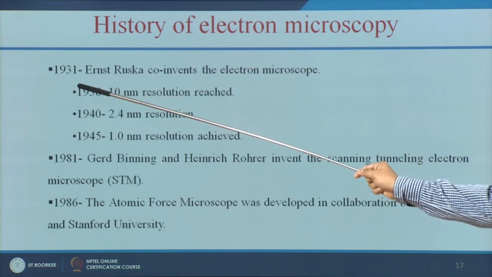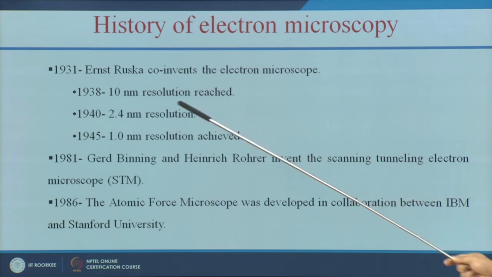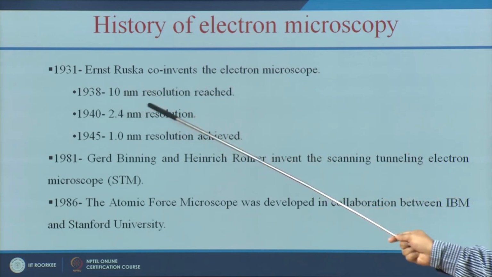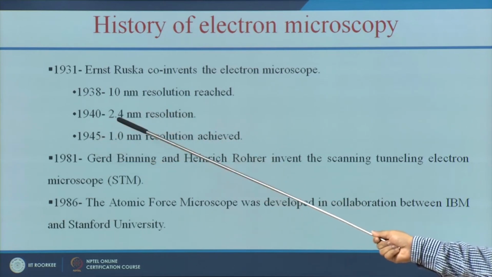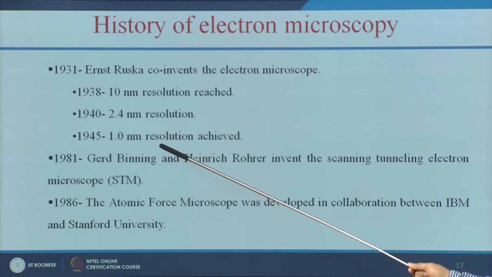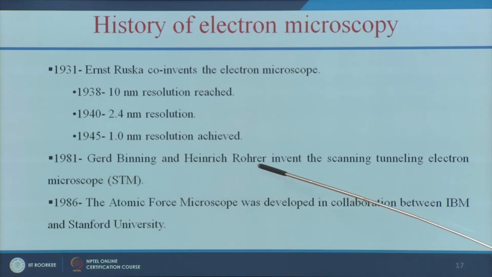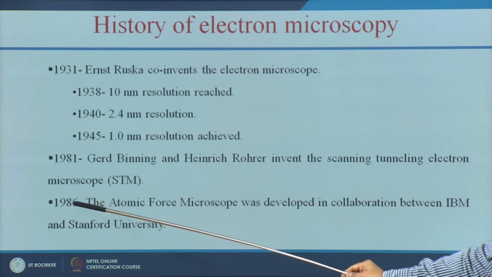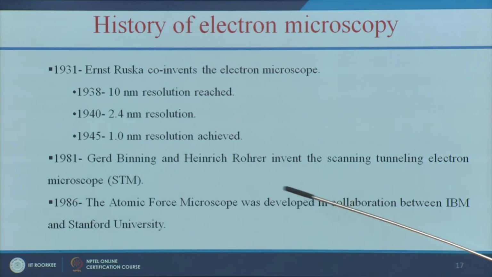In 1931, Ernst Ruska invented the electron microscope, and in 1938 using the TEM, the transmission electron microscope, they reached a resolution of 10 nanometers, in 1940 2.4 nanometers, and in 1945 they reached 1 nanometer resolution. In 1981 the scanning tunneling microscope was invented, and in 1986 the atomic force microscope was developed by the same group.